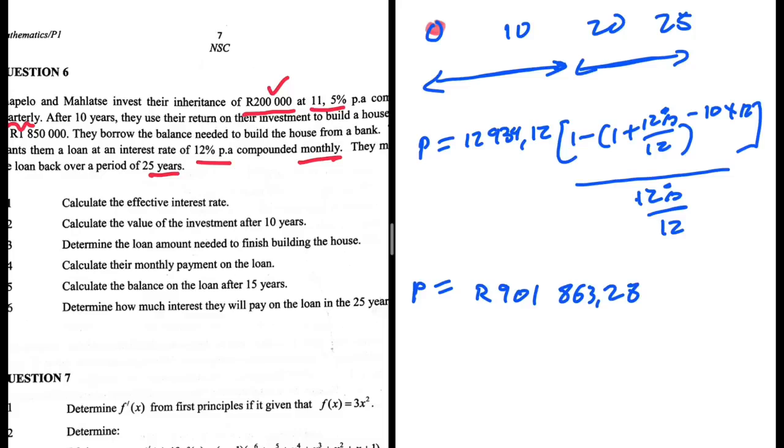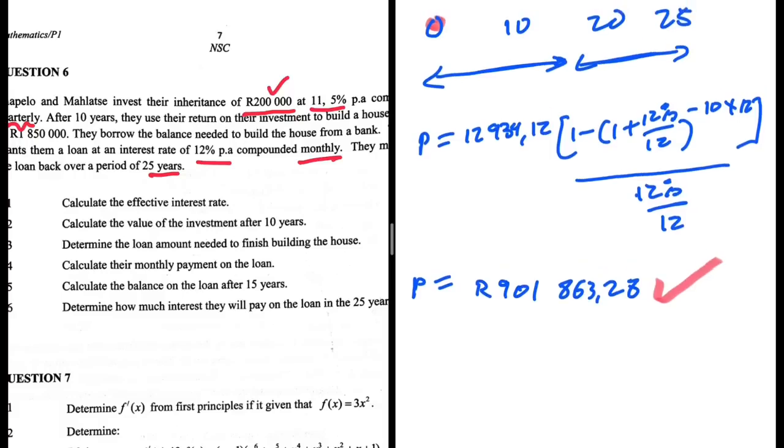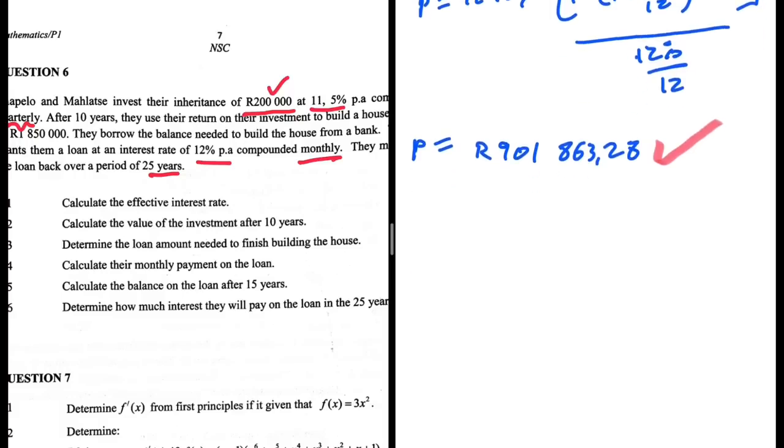901,863.28. So this is the balance on the loan after 15 years. Still a lot considering the fact that the loan was just 1.2 million. But that's what interest will do to you.